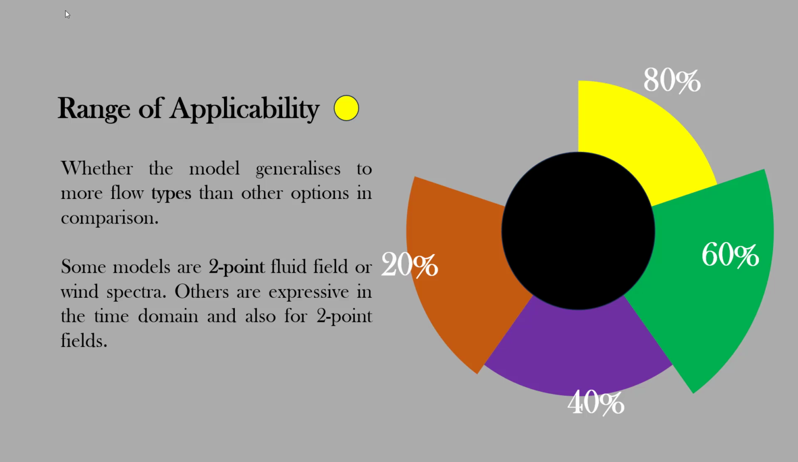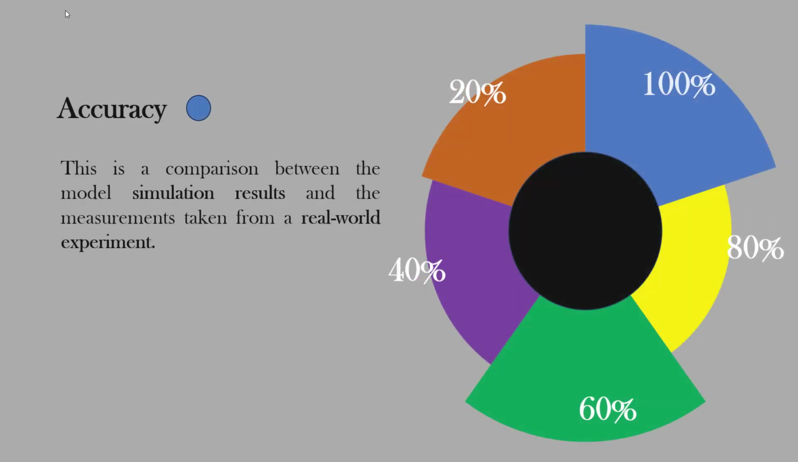Then range of applicability. Like I spoke earlier, there are some models that just give you 2-dimensional flow, others give you 3-dimensional flow, and in the time space. So if it does not have the required properties for your requirements, you cannot apply that model for the problem at hand.